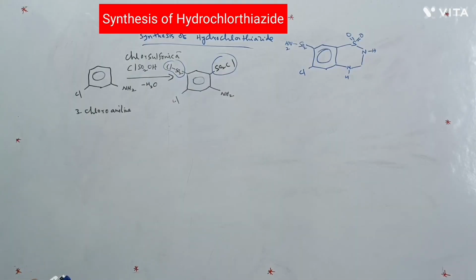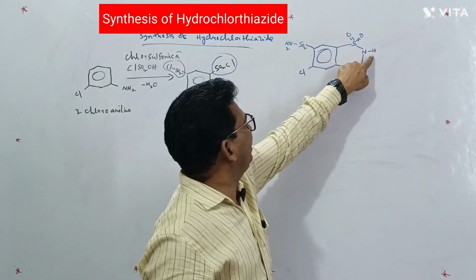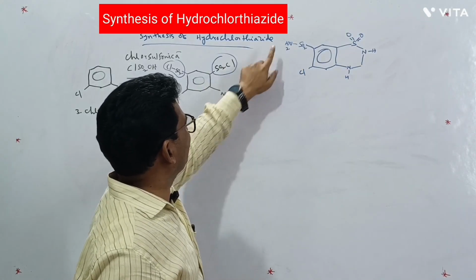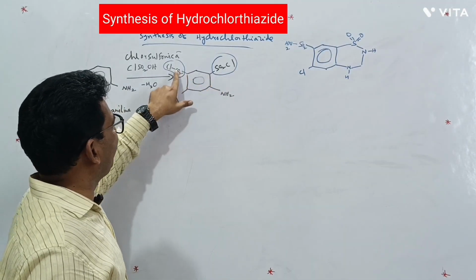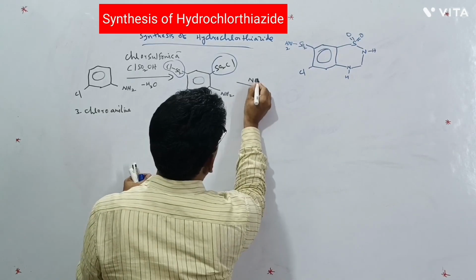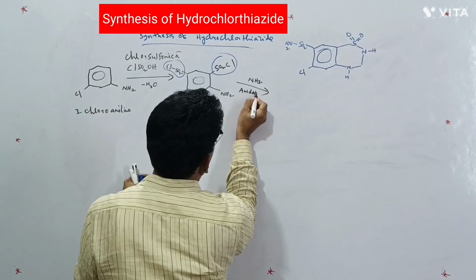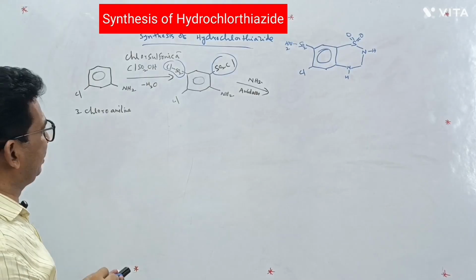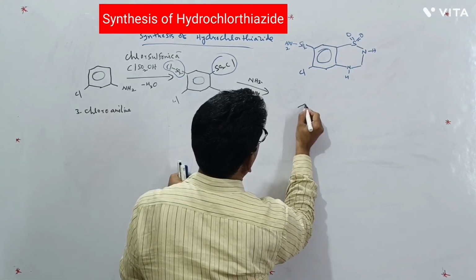The next part, you might be observing here, SO2 is there, but here NH is there. Here also you can see SO2 is there, here NH is there. What is it going to indicate? It requires amidation, which means we have to treat with ammonia. In the next step, we are treating with ammonia. That process is called amidation. Remember this, amidation is the introduction of the amine group.